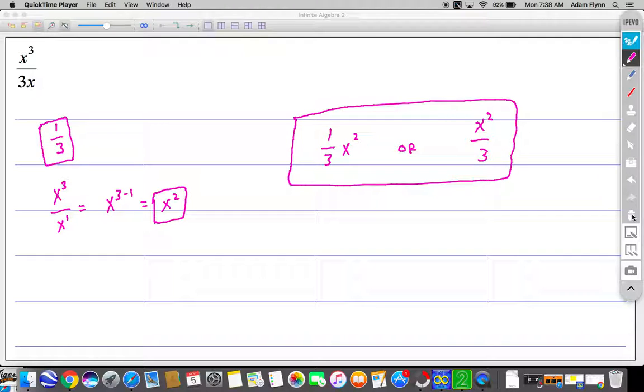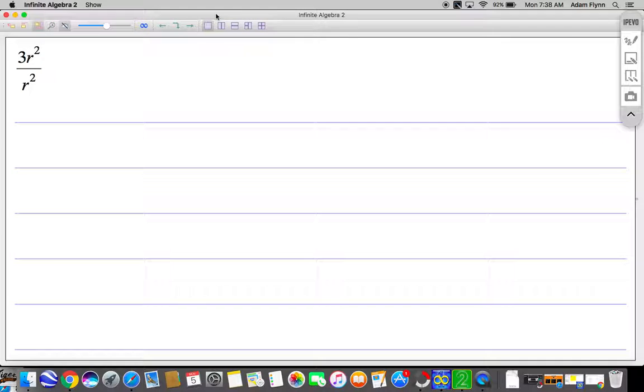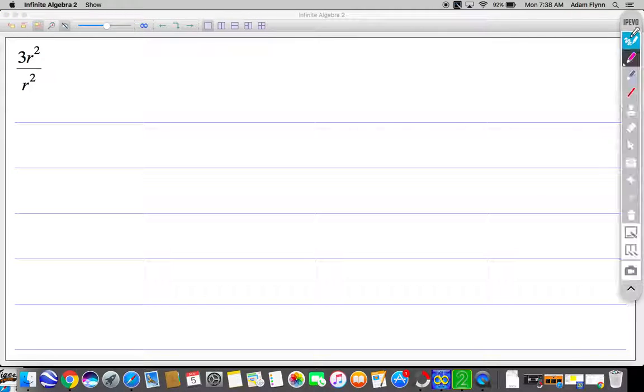Pause the video if you need more time. Okay, so here we have 3r squared divided by r squared. So 3 in the numerator, and we'll divide by 1, which is in the denominator. There's a coefficient of 1 here for this r squared. So 3 divided by 1 is 3.